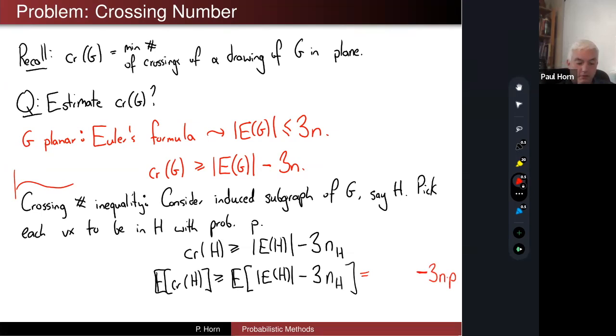How about edges? Well, in order for an edge from my original graph to be in H, both of the endpoints would need to be in H. So the expected number of edges of H is, for each edge, the probability that it survives this random process, which is p squared, times the number of edges, and this is true for all the edges in the original graph. So there's a kind of nonlinearity that's happening here that I'm taking advantage of.